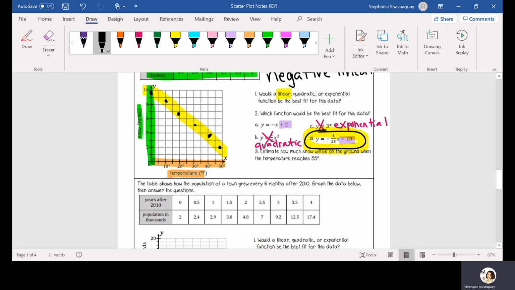And now I need to estimate how much snow will be on the ground when the temperature reaches 55 degrees. Okay, so what I'm going to do is take that 55 degrees and plug it into my function. So f of 55 is equal to negative 4 over 25 multiplied by 55 plus 10. When you do that in a calculator, you're going to find that at 55 degrees, there's about 1.2 inches of snow left on the ground.